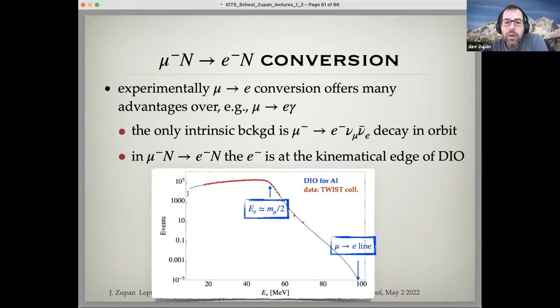which means that the standard model background, which is muon to electron nu nu decay in orbit, that's the main background, which is this green line, and the data from the TWIST collaboration are these red points, is super suppressed. It's very suppressed.